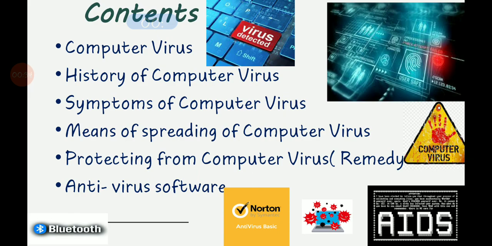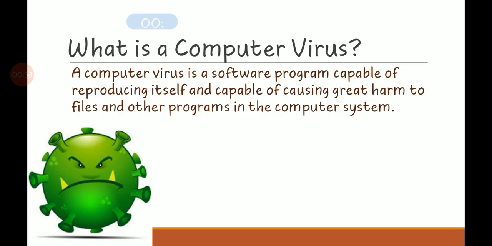antivirus software. Let us discuss what a computer virus is. So what is a computer virus? A computer virus is a software program capable of reproducing itself and capable of causing great harm to files and other programs in the computer system. This means a computer virus is software that can reproduce itself.